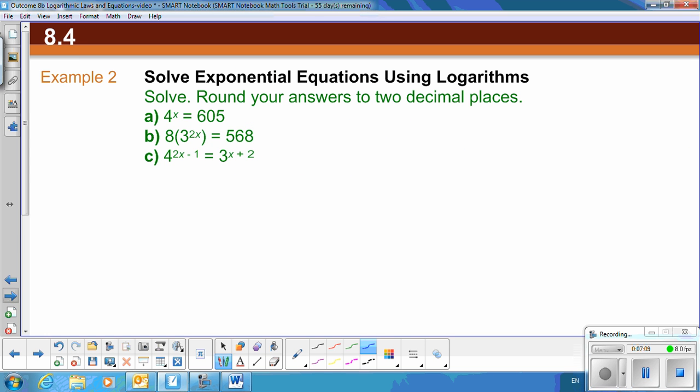Solve exponential equations using logarithms. Solve and round your answers to 2 decimal places. Okay, the first one has no logs in it, but if I take the log of both sides, I can have the log of 4 to the power of x equals the log of 605. Remember, this means that I'm using log base 10.